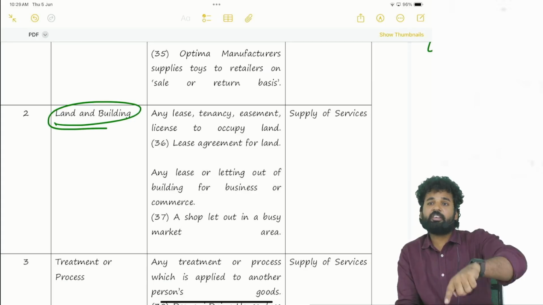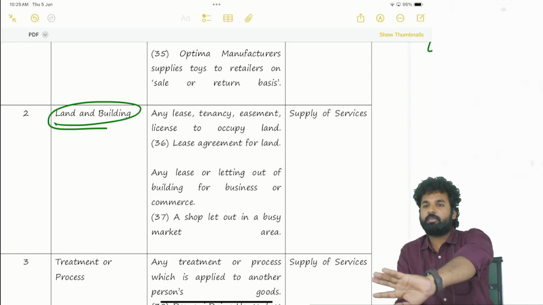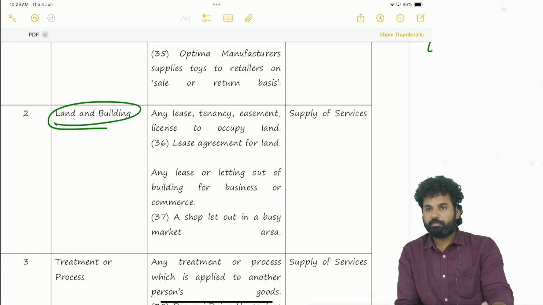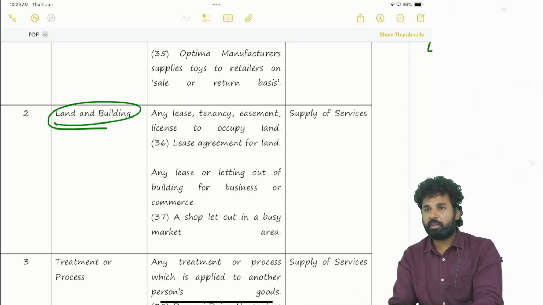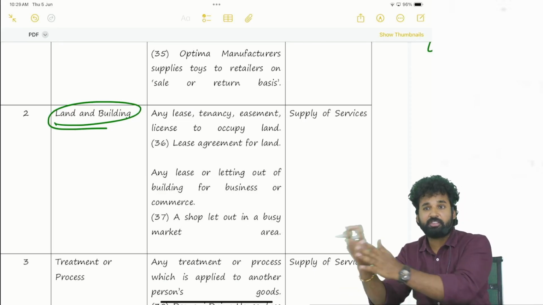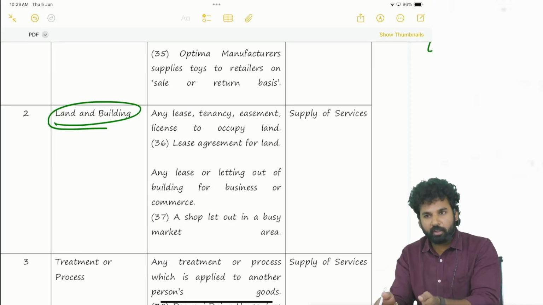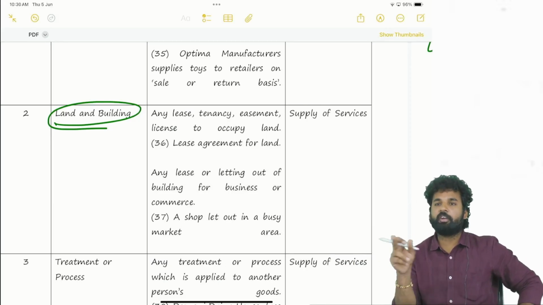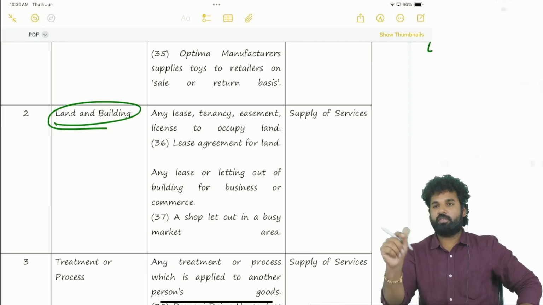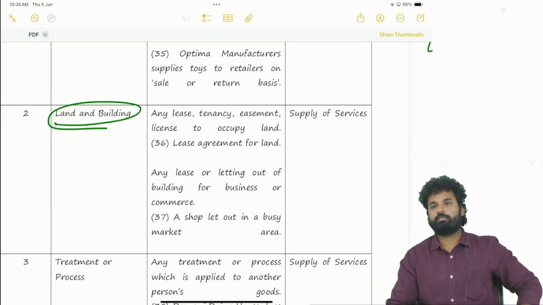But activity with respect to land or activity with respect to building, there may be a transaction with respect to supply of goods or supply of service. See, land is there. Whenever you are selling land, it is completely outside the ambit of GST. Whenever you are giving the land on lease, there is a service here. Whenever you are giving the building on lease, building on rent, then there is a service here. So activity relating to the use of land or activity relating to the use of building, then service. If it is a service, then supply will come. Supply means GST will come.